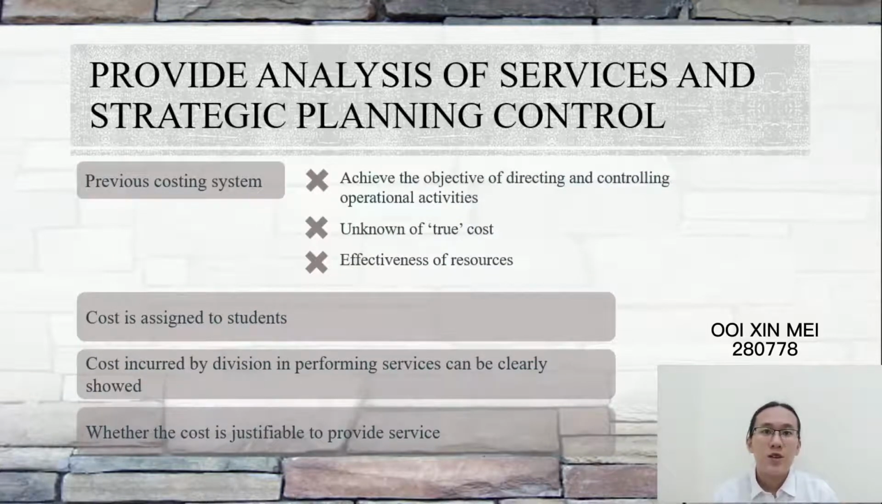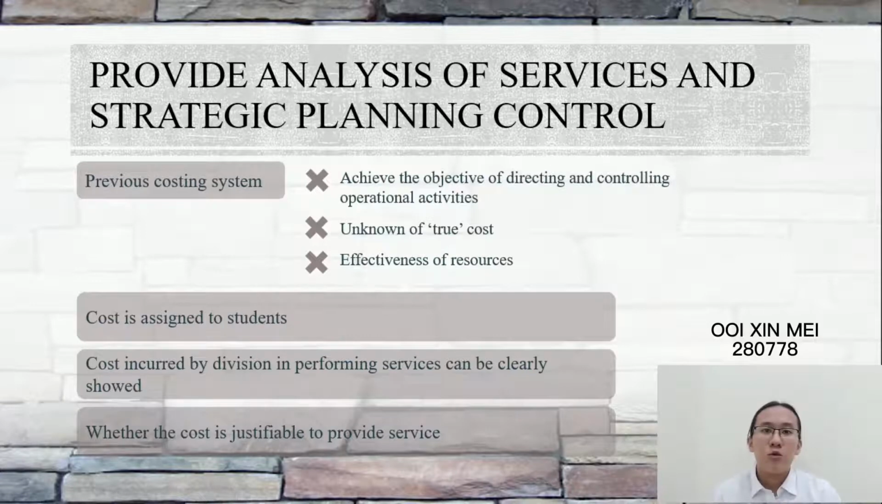Moreover, providing analysis of the service and strategic planning control is the third advantage. Ketin University was established in Malaysia 7 years ago with a joint venture partner with one of the foreign universities. It is one of the service sectors that uses the activity-based costing system. Based on the article, the previous costing system used did not achieve the objective of directing and controlling the operational activities. The unknown true cost and effectiveness of resources under the previous costing system led to the difficulty of fitting mandated activities within a shrinking budget envelope.